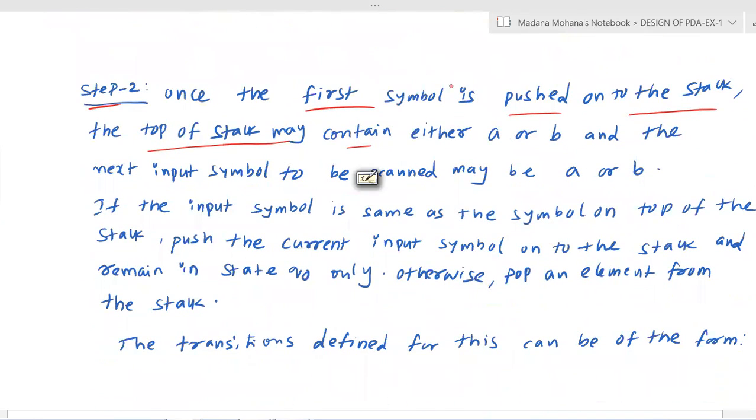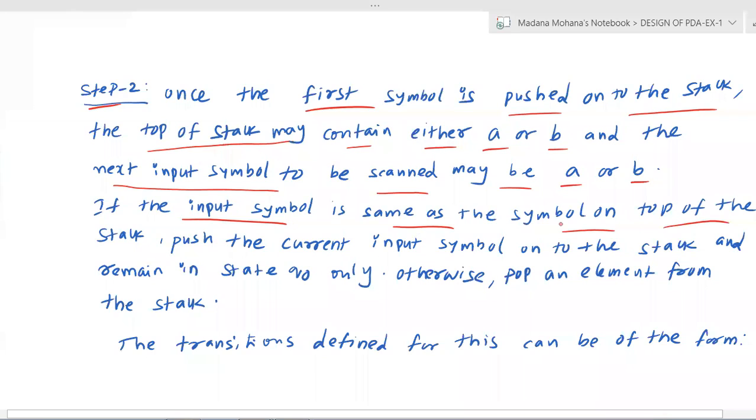So once the first symbol is pushed onto the stack, the top of the stack may contain either A or B. So both cases are allowed. And the next input symbol to be scanned may again be either A or B. So if the input symbol is the same as the symbol on top of the stack, that means if input is A, then top of the stack is A, then what you have to do? Push the current input symbol onto the stack, and it remains in state Q naught only. Otherwise, pop an element from the stack.